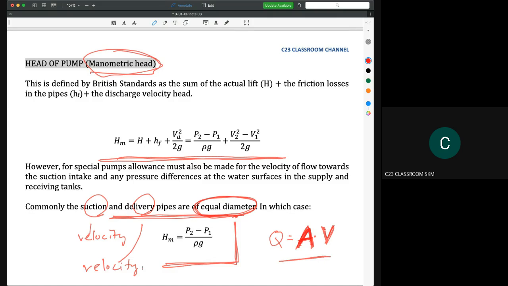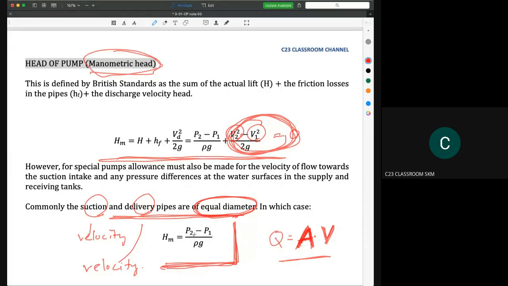If the velocity remains the same, the value of V2 minus V1 here will give you a zero value. If we neglect this, since this value is zero, we could write the very basic equation for manometric head as P2 minus P1 over rho g.